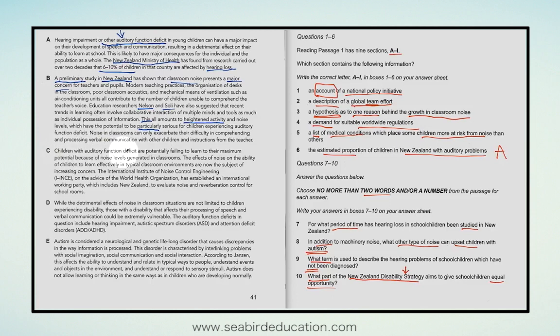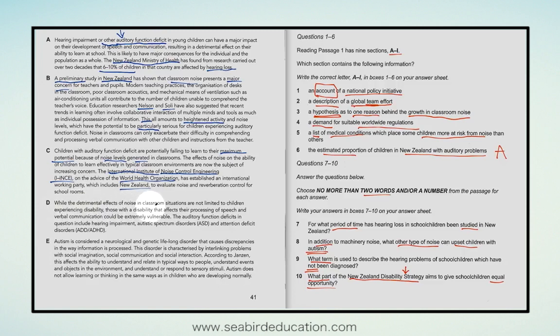Children with ordinary function deficits are potentially failing to learn to their maximum potential because of noise levels generated. Okay. Alright, so noise control engineering, International Institute, World Health Organization, New Zealand again. Okay. Alright.